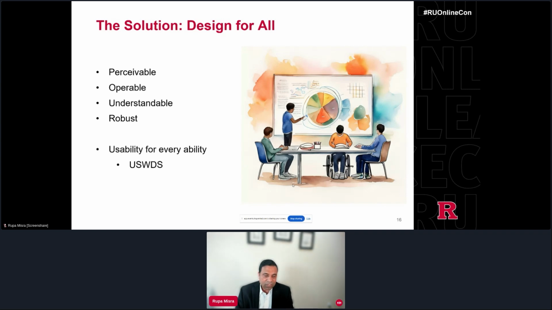These four principles are the foundation of Section 508 of the Rehabilitation Act of 1973. It was amended in 1998. In 2018, Section 508 incorporated the Web Content Accessibility Guidelines, WCAG. And if you go to their website, they have all the detailed recommendations. It's wonderful. It's really, really good.